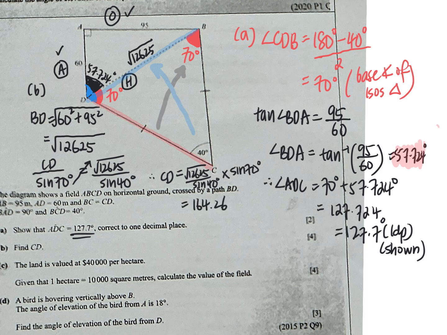Okay, so to find the length of CD, to 3SF is 164 meters. So it's 4 marks for a reason, because there's Pythagoras theorem here, there's sine rule here. So they are quite lenient with the marks.